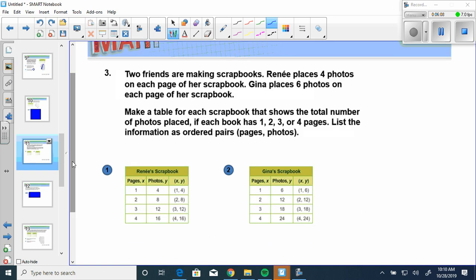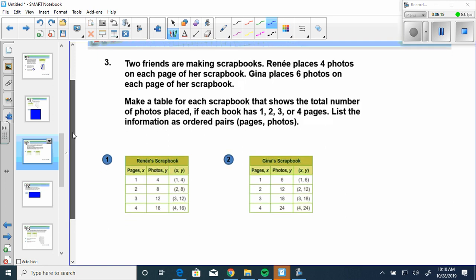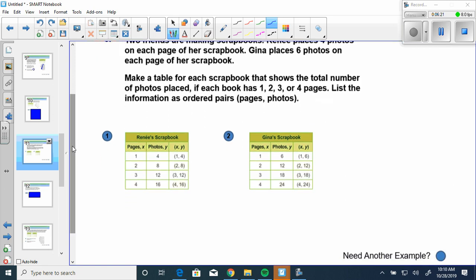Two friends are making scrapbooks. Renee places 4 photos on each page of her scrapbook. Gina places 6 photos on each page of her scrapbook. Make a table for each scrapbook that shows the total number of photos placed, and each book has 1, 2, 3, or 4 pages. List the information as ordered pairs.